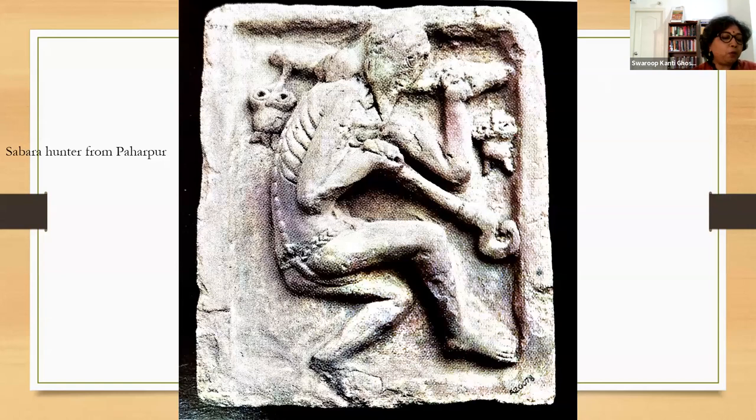Here you can see the portrayal of an old man. He is running from a hunt, and this is a very powerful visual of a Shabara hunter. You can see the way his ribs can also be seen. And then he is going through this, maybe for just kind of a hoe. And he's carrying some animal with him after hunting, he's coming out.